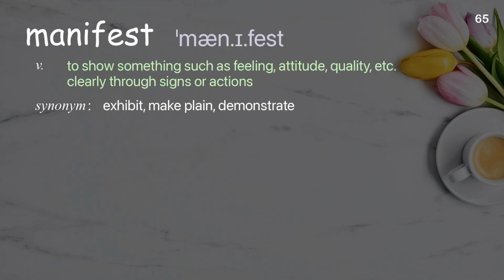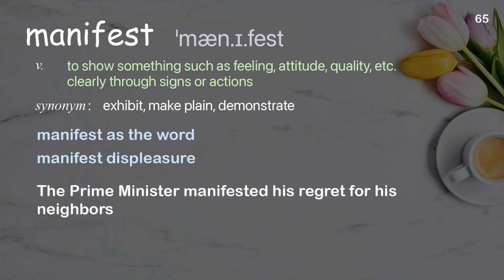Manifest: to show something such as feeling, attitude, quality, etc., clearly through signs or actions. Examples: manifest as the word, manifest displeasure. The prime minister manifested his regret for his neighbors.